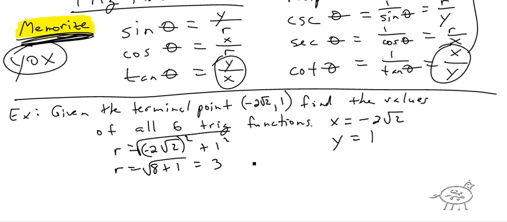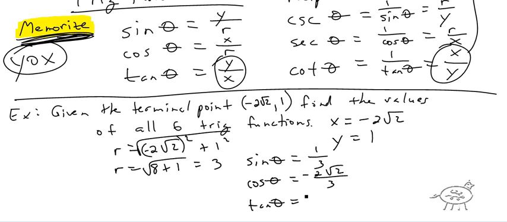So I have sine of theta is equal to y over r, so 1 over 3. Cosine of theta equals x over r, so -2√2 over 3. And tangent of theta is equal to y over x, so it's -1 over 2√2. You rationalize it, definitely, so it's -√2 over 4. Multiply the top and bottom by √2 over √2. Okay, that's pretty easy. And then the rest of them are easy, right?